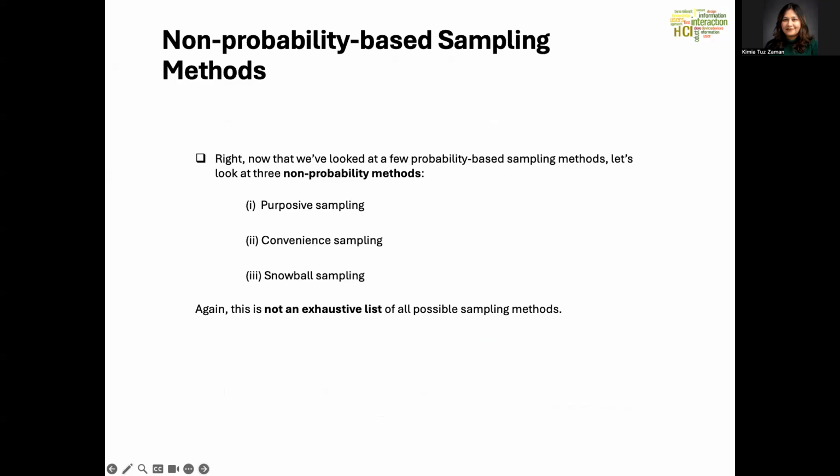Moving on to non-probability based sampling methods. This list is not all; these are just the most commonly used ones. We will look into purposive sampling, convenience sampling, and snowball sampling. Researchers often use these sampling methods in their studies.